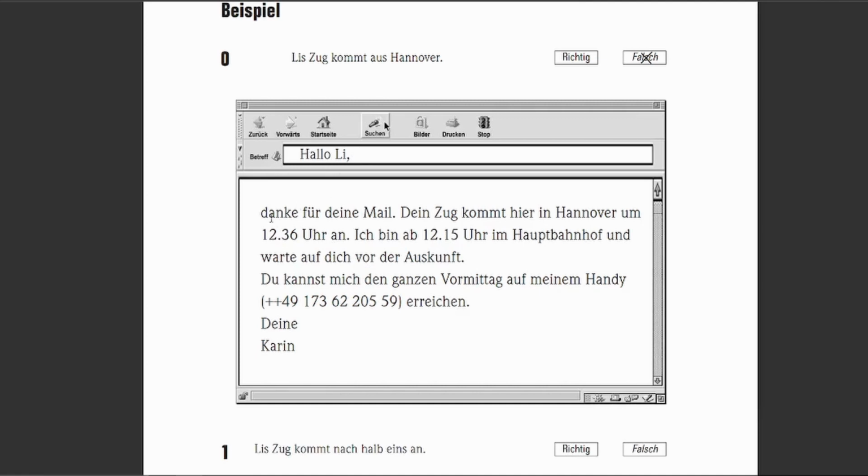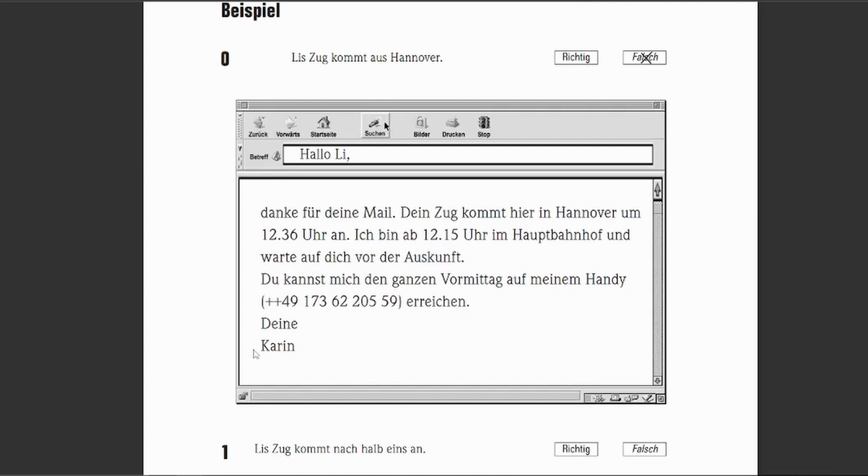Hello Liz, danke für deine Mail. Dein Zug kommt hier in Hannover um 12:36 Uhr an. Ich bin ab 12:15 Uhr im Habenhof und warte auf dich vor der Auskunft. Du kannst mich an ganzen Vormittags auf meinem Handy erreichen.